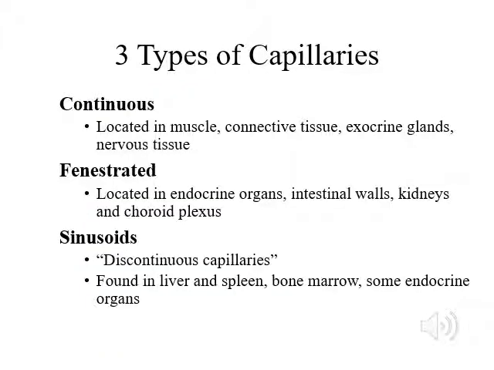There are 3 different types of capillaries. This includes continuous capillaries, which are the most numerous, fenestrated capillaries, and lastly, sinusoids. Continuous capillaries are located within muscle, connective tissue, our exocrine glands, as well as nervous tissue. Fenestrated capillaries are located within endocrine organs. They're also found in the intestinal walls, the kidney, and the choroid plexus. Sinusoids represent discontinuous capillaries, and these are found in the liver and spleen, as well as the bone marrow, and also some endocrine organs.